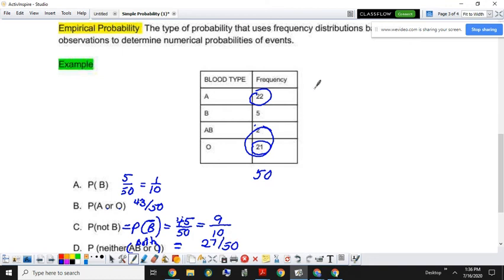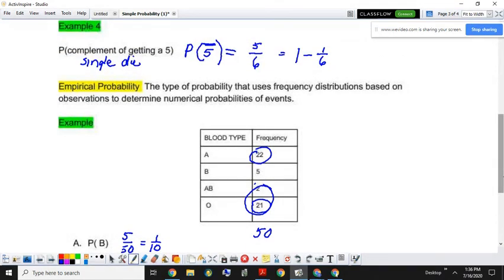Okay, so remember, empirical, you're actually using actual data to do it. Think of empirical as actually doing some kind of experiment, like rolling dice, actually doing things.